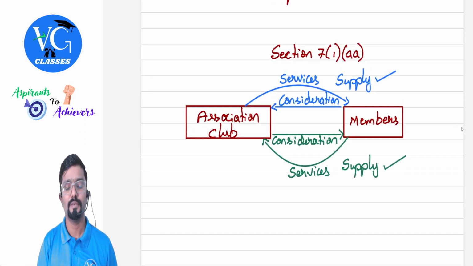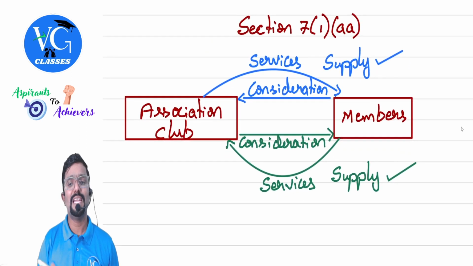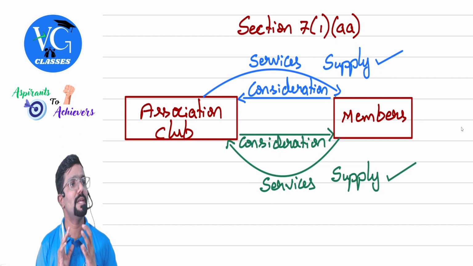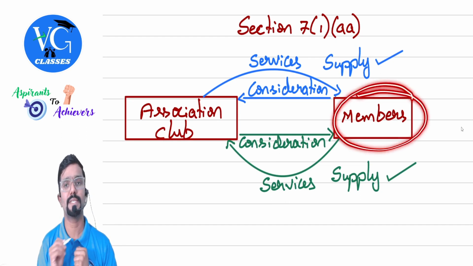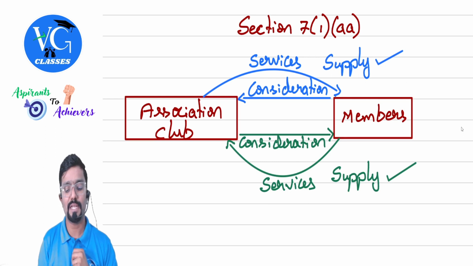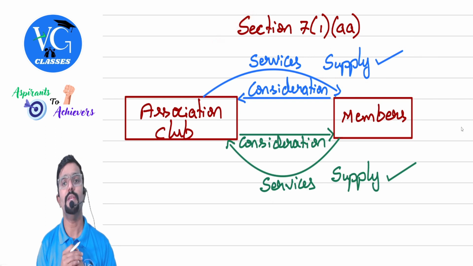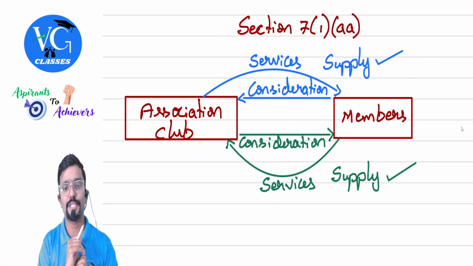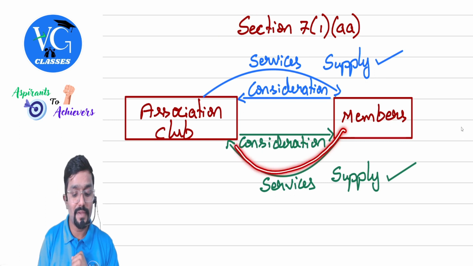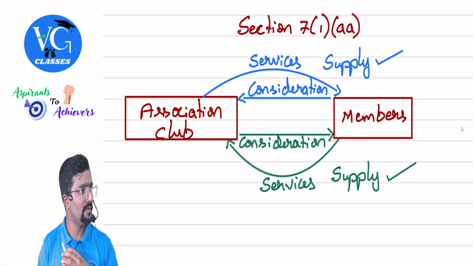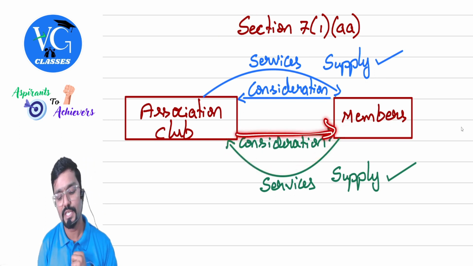Listen. There is an association or a club which is giving services to members, for which in return they are charging consideration. Sir, is it a supply? Yes. As per which section? 7.1a. Next, members are giving services to the association or a club, for which consideration is charged.